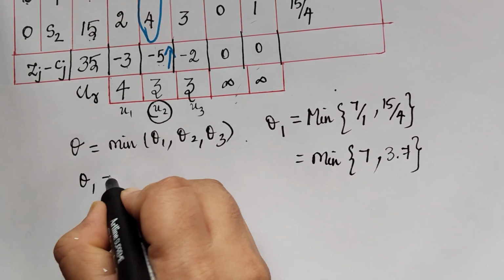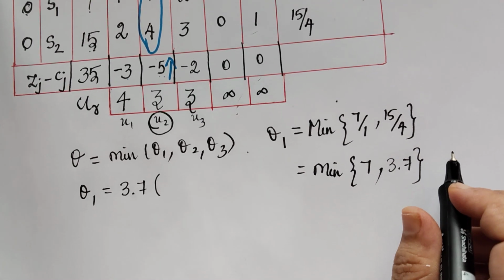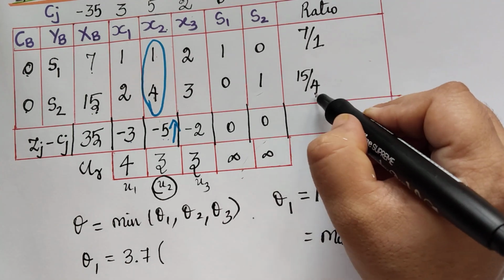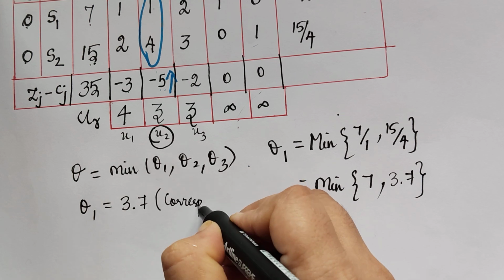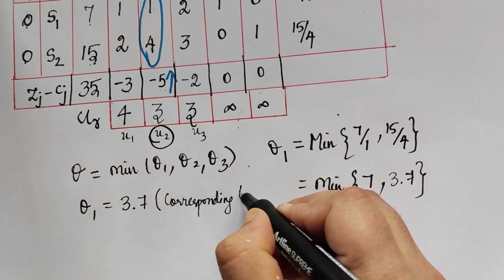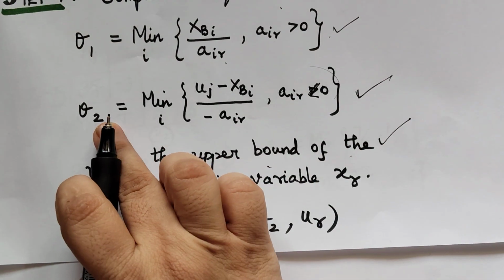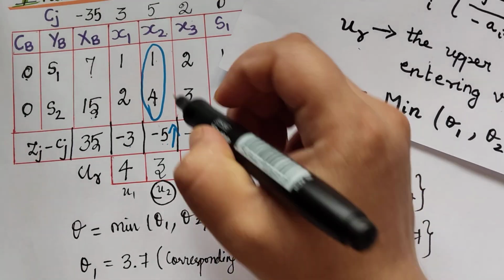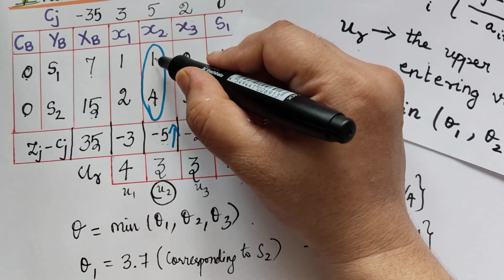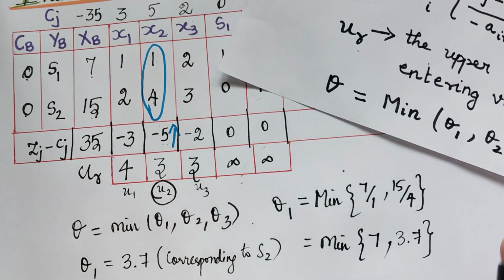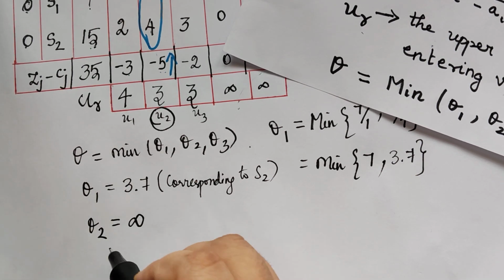So therefore theta 1 is equal to 3.75, the minimum value, and this is corresponding to which variable? That is, 15 by 4 is corresponding to S2. So that also we will write: corresponding to S2, this is the minimum value. So theta 1 we have found. Next is theta 2. But we know that if all the entries of the entering column, that is the matrix a_ij for this column, are 0 or positive, then theta 2 is by default equal to infinity. It is given in the note. So here theta 2 is infinity.